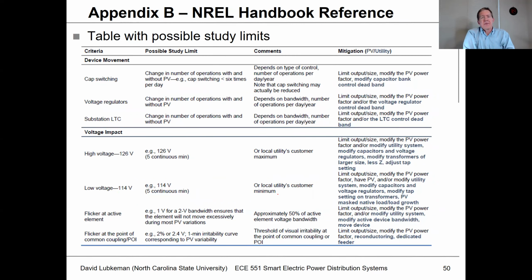As far as different limits you use in studies, we talked about the 3% rule for rapid voltage change. This is kind of changing with time. This NREL handbook that I have is one of the references, and it gave some numerical guidelines for this. But again, this is changing with time, and so this is just an example of what some study limits could be.